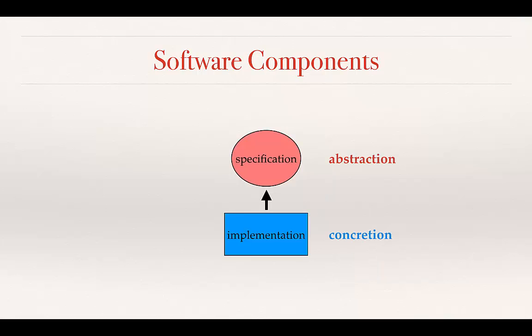So let me quickly give you an overview of this. A software component has a specification, something that tells you how the component is going to behave. And it also has an implementation, the code that makes the component behave that way. The specification is an abstraction in the sense of the dependency inversion principle, and the implementation is a concretion.